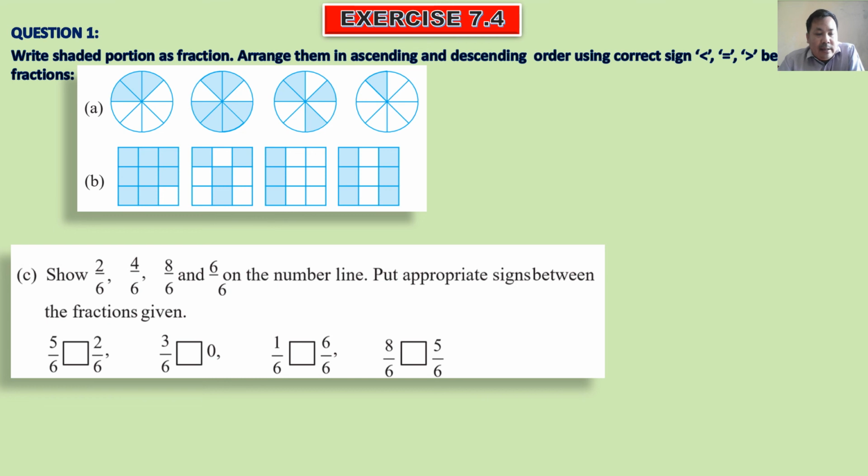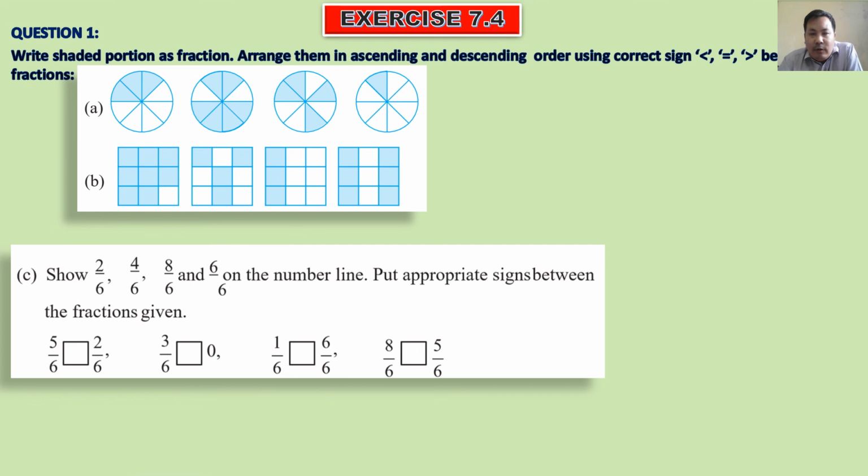See, the given fractions are 5 by 6 and 2 by 6. Next is 3 by 6 and 0. And next is 1 by 6 and 6 by 6, and another pair is 8 by 6 and 5 by 6. So in the box, we are going to put the appropriate sign, greater than sign, equal to sign, or less than sign. To find this out with a more appropriate idea, we will draw the number line. They ask us to show these on the number line. So here we will have the solution.